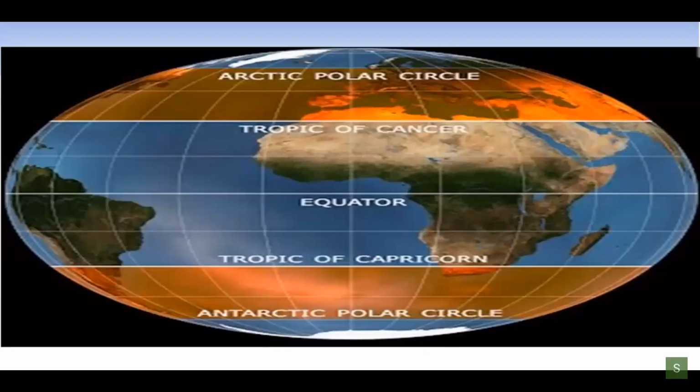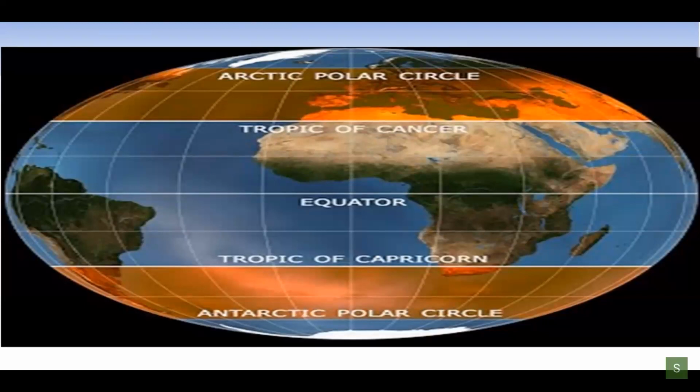Fourth, creation of heat zones. The spherical shape of the Earth, along with its movements around the Sun, causes the difference in the angle at which the sun rays fall on the Earth's surface. This causes a difference in the distribution of heat on the Earth's surface. As a result, the world has been divided into 3 distinct heat or temperature zones.